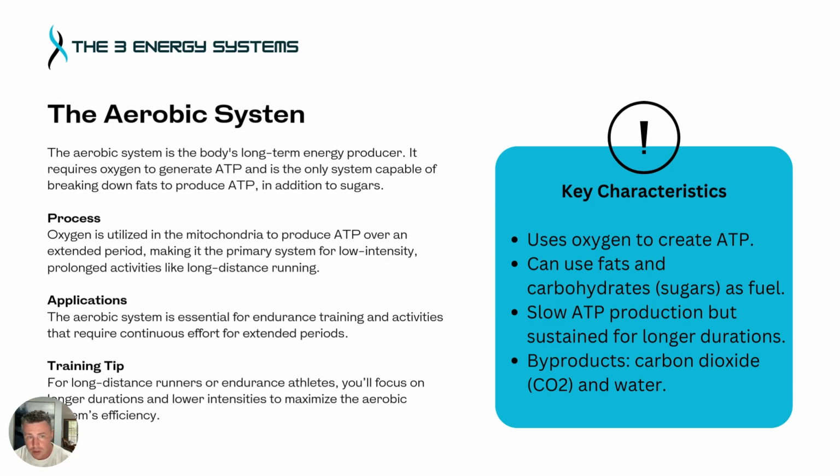So what happens is oxygen is utilized in the mitochondria, which is the energy-producing part of the cell, to produce ATP over an extended period, which gives us the fuel to do things for a long time, such as running or cycling or whatever. It's used for the aerobic system and also for any other activities that have continued effort, and it gives us recovery between any other form of exercise, okay? This is the important thing to remember.